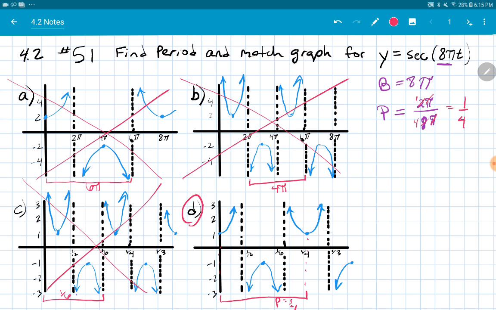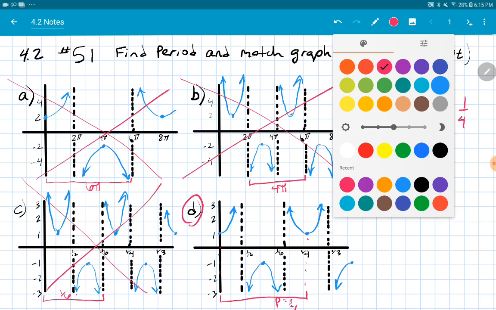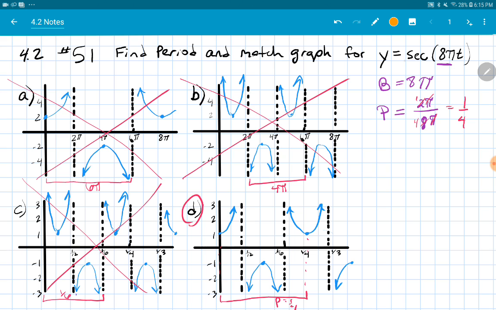And to double check my work here, I'm also going to look at the other piece of information we have, which is A. A is 1, that's kind of invisible. So since A equals 1, that means my local minimum and my local maximum are both going to be at 1. And indeed, on these graphs in D, those were at one time exactly on the 1.